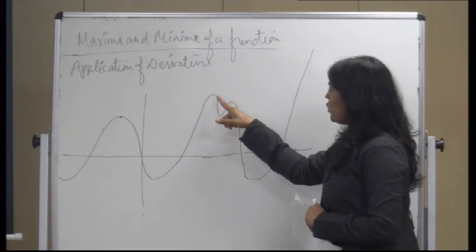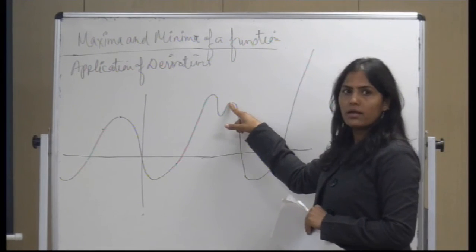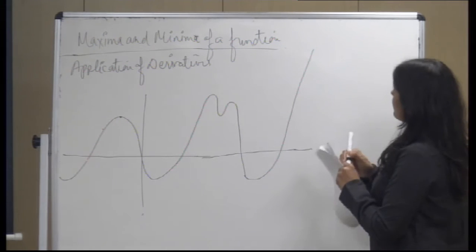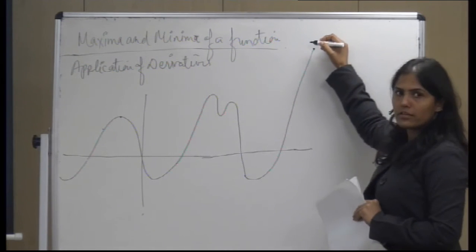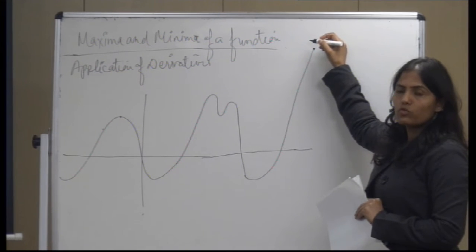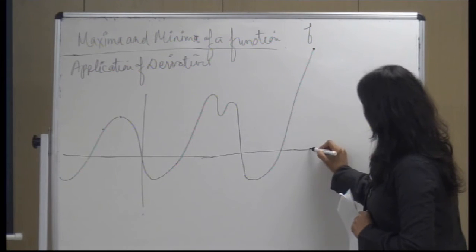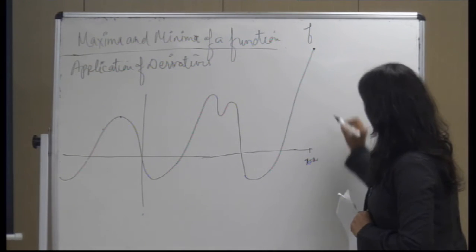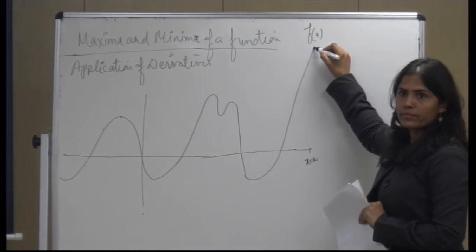Then another value is this. This is also maximum. But if you see this value, suppose the graph stops here. This is, I think, the biggest value now. So suppose this point is A. So this is f(A). All agree? This is f(A).